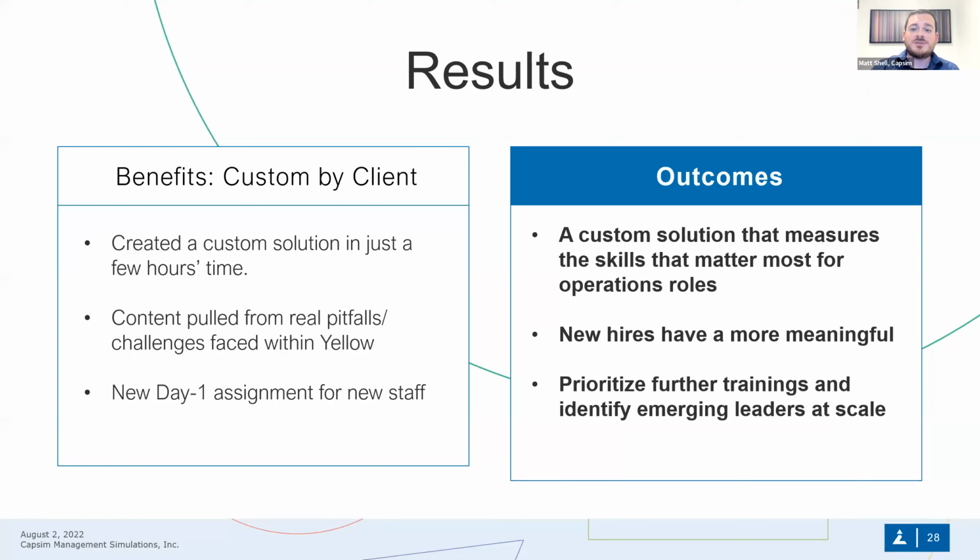And the way that we do this is by simply working with internal subject matter experts at companies, in this case, with current seasoned operations managers. And with that, the Yellow team was able to create this assessment in just a few hours' time by basing their content on the real world challenges that their operations managers face every single day. And as a result, they now have a custom day one assessment for new staff that measures the exact skills that matter most. New hires are getting that more meaningful experience, and the results are helping them prioritize further trainings while identifying the next generation of leadership at Yellow.